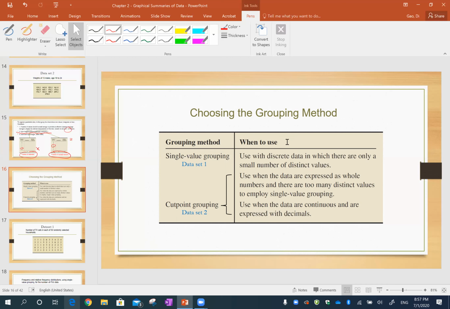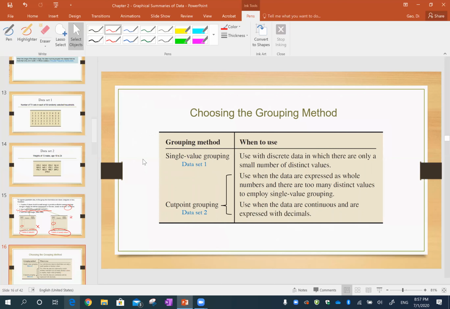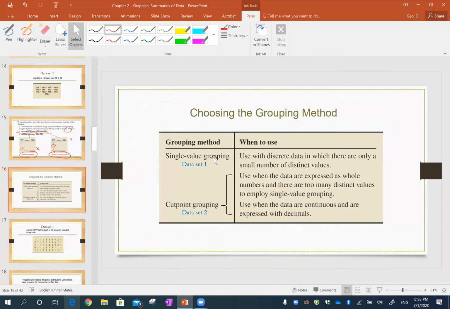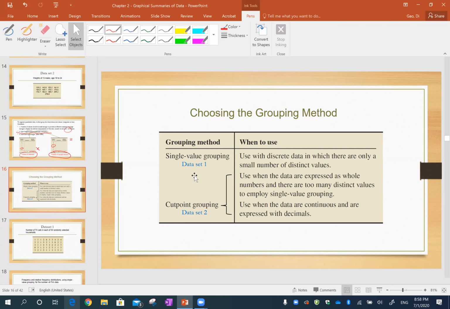So basically, we are going to introduce just two grouping methods based on the property of the data set. The first one we call single value grouping. We use that with discrete data in which there are only a small number of distinct values. So let's go back to data set 1, discrete data, because they're all integers, counts of TV sets. And we only have 7 distinct values. So of course, for data set 1, we're going to choose single value grouping.